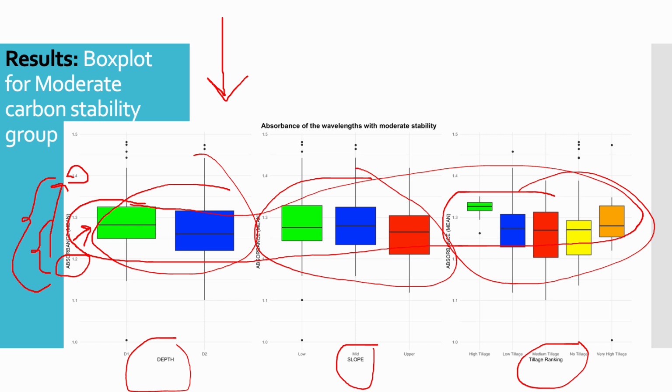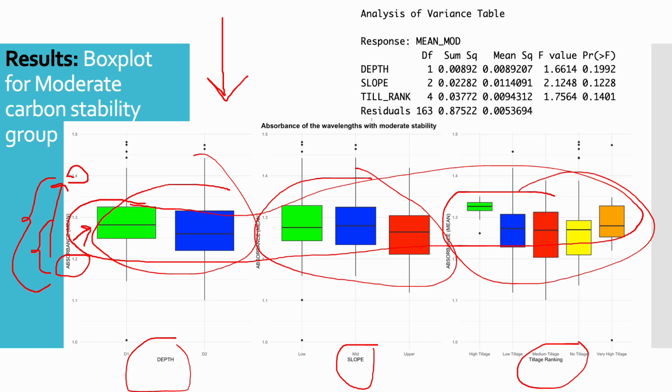After doing the three-factor ANOVA, it gives us this ANOVA table. As you can see, the p-values of the predictor variables, depth, slope, and tillage, are greater than 0.05. That means that depth, slope, and tillage rank do not have significant effects on the absorbance of the soil samples or on the carbon stability of the soil samples.